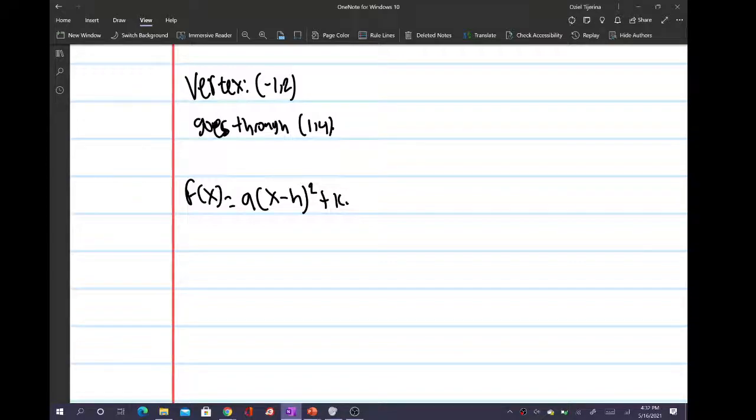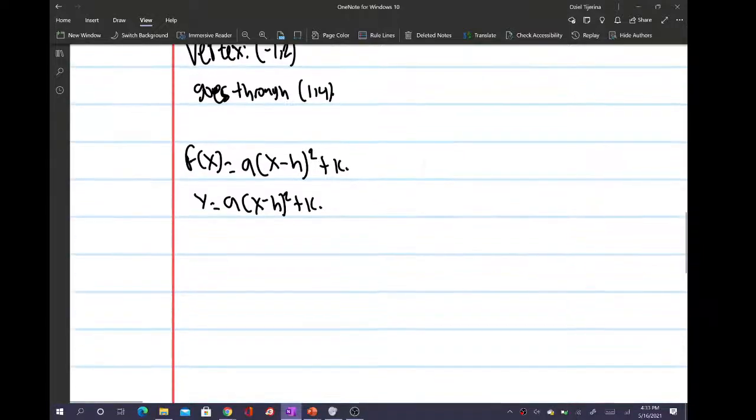And so again, what you're going to do, you can say y equals a times x minus h squared plus k. However, when you do that, you want to write it in both ways because it just helps. So basically, they're saying that our vertex is negative 1, 2, right?